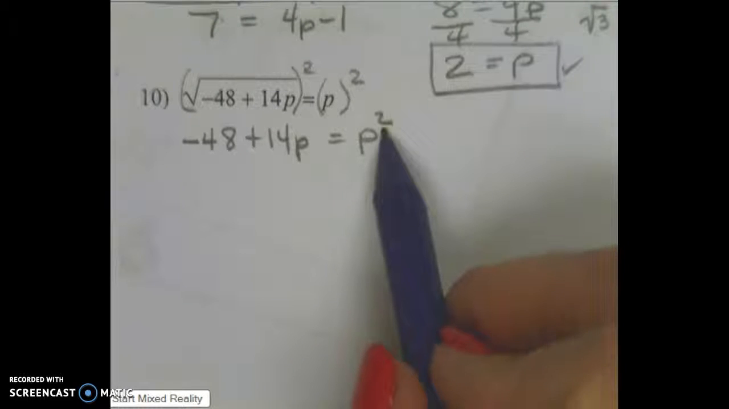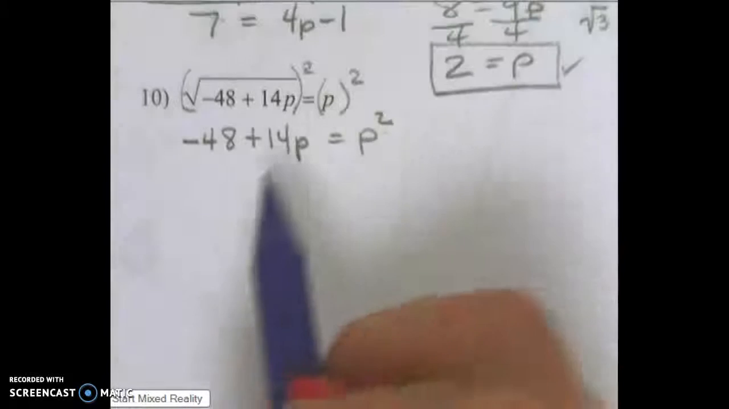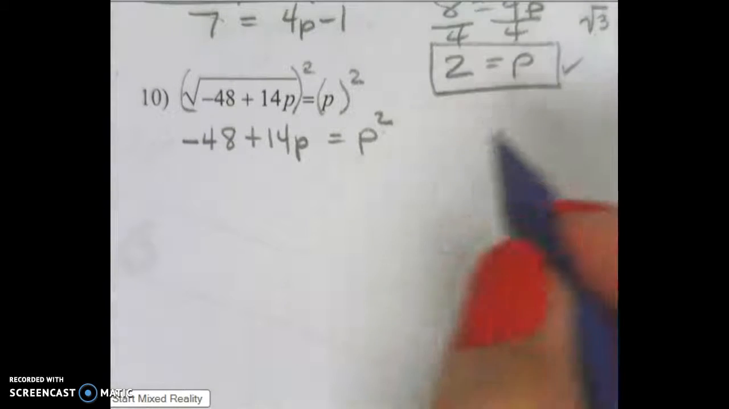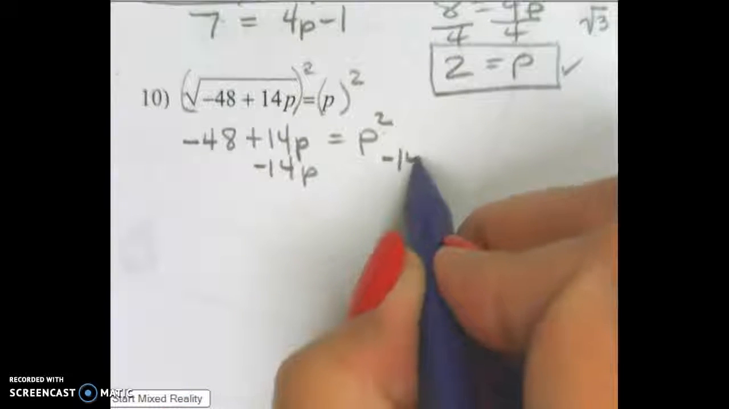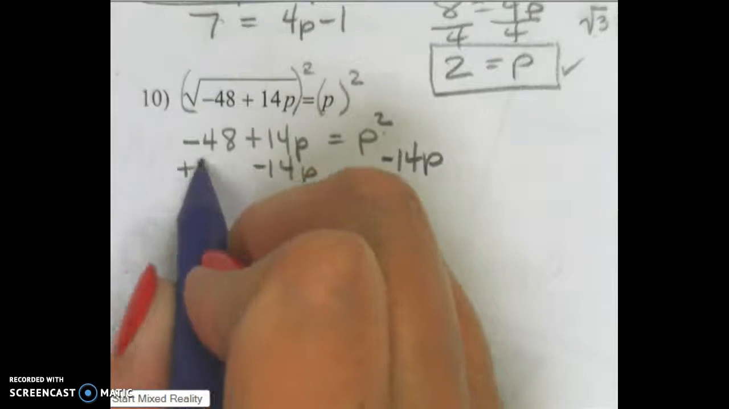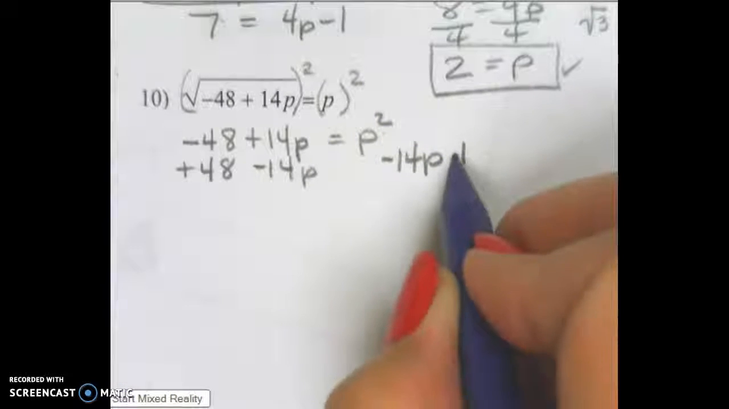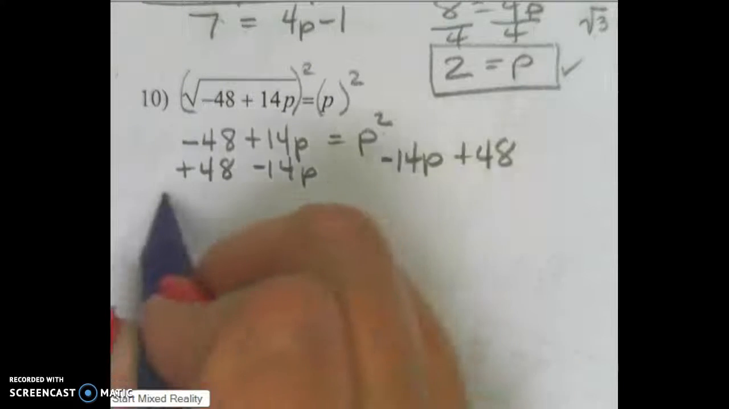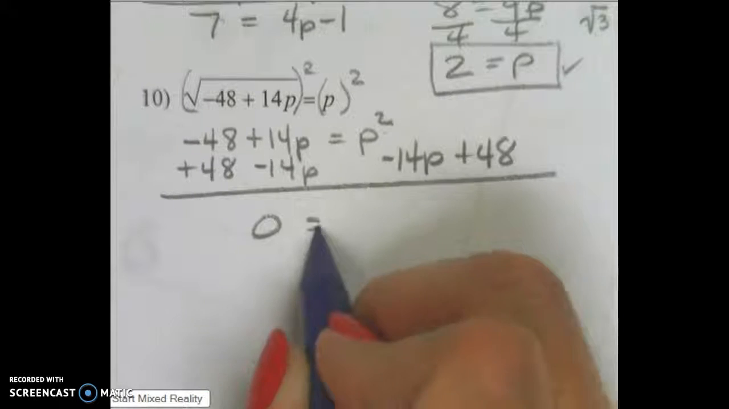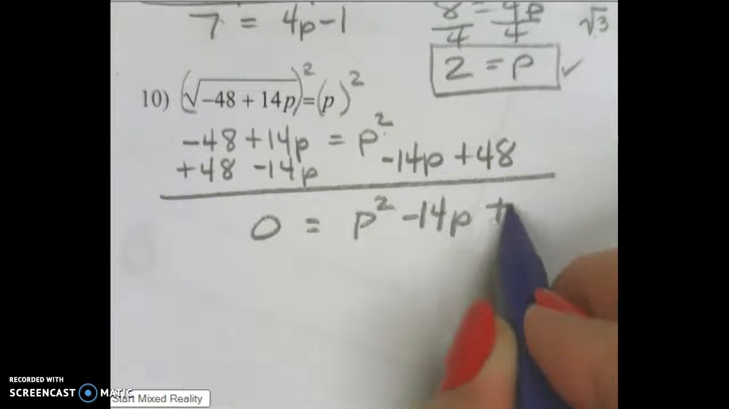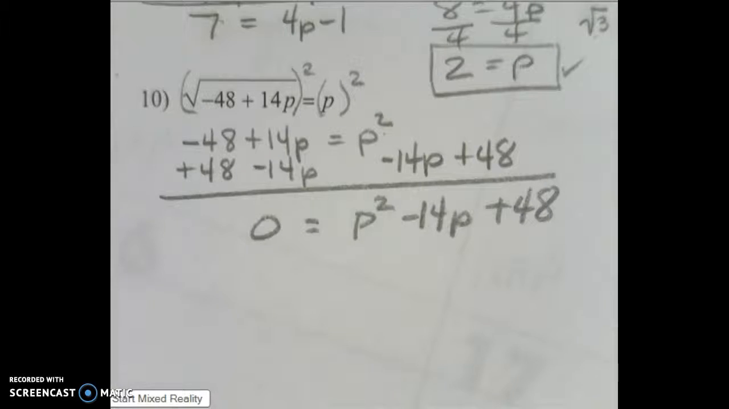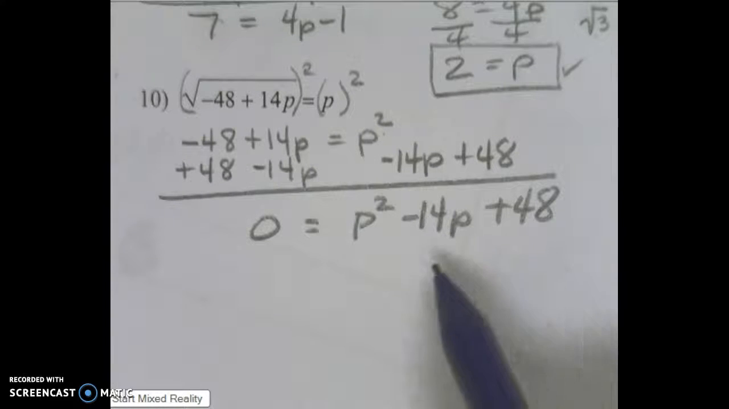Since I have a quadratic, a p squared, I want to make this equal to 0. I'm going to subtract the 14p and then add the 48. Zero is equal to p squared minus 14p plus 48. Here's where I have to do something a little bit different for this problem. I need to factor this side.